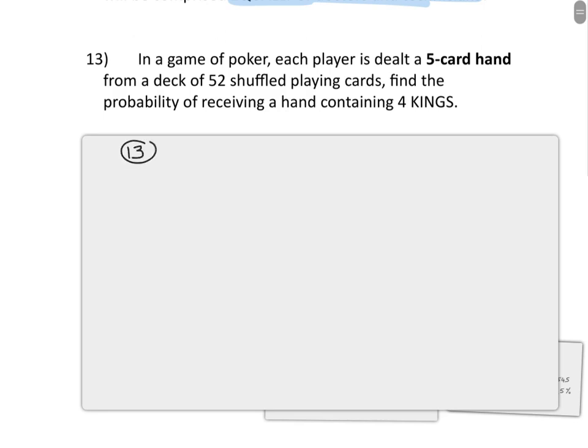Question 13 says, game of poker, we want 4 kings. We're dealt 5 cards. What's the probability of 4 kings? So we know there's 4 kings altogether, and we want all 4 of them to be chosen. Well, there's a 5th card. Well, how many cards are non-kings? Well, it's 48, because 52 minus 4, and we want 1 of them. So what we've done here, we've taken care of the 5 cards. There's 4 cards that are kings, and 1 card can be anything.